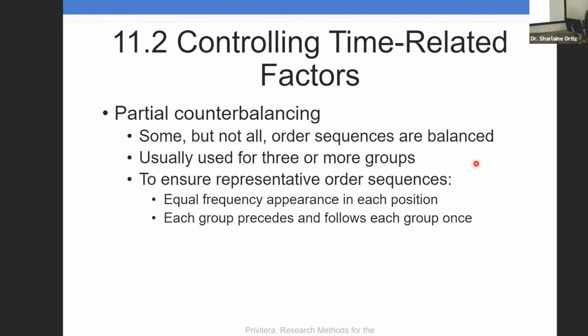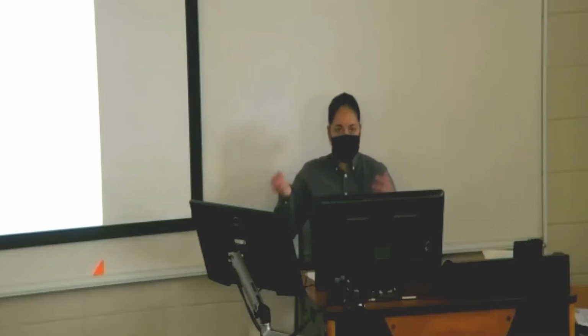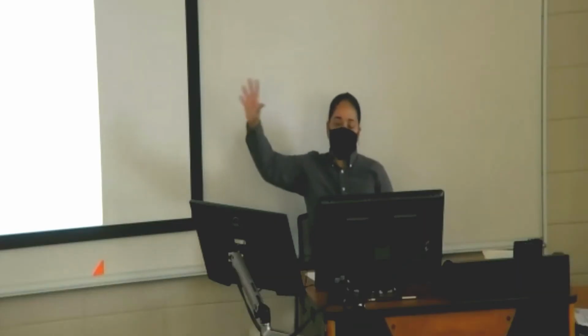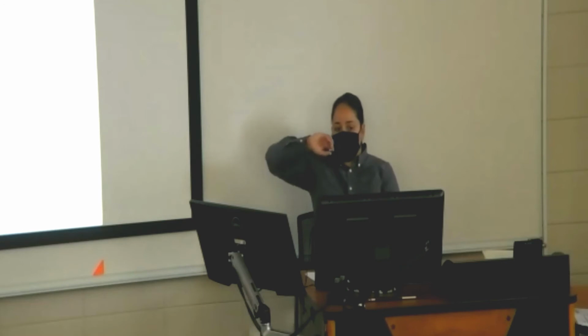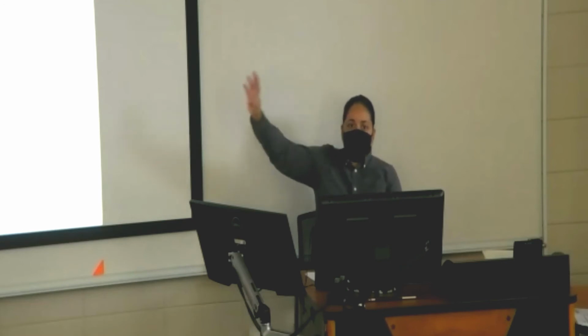Now, to ensure that we actually do have a representative order of sequences, we could use different methods. For example, each treatment group will appear, so we're not trying to isolate each group. Just because we're showing a specific combination doesn't mean that the frequency is going to change.